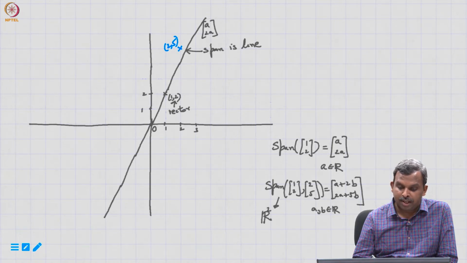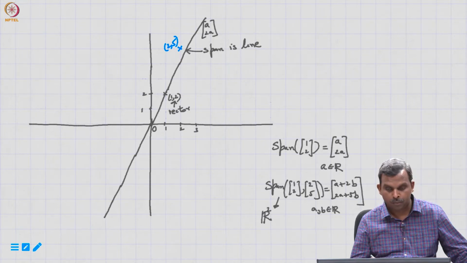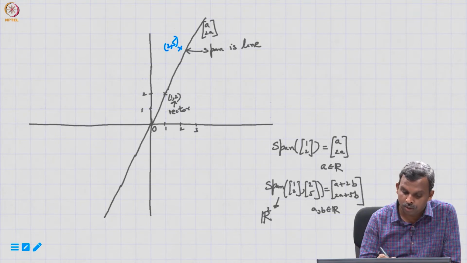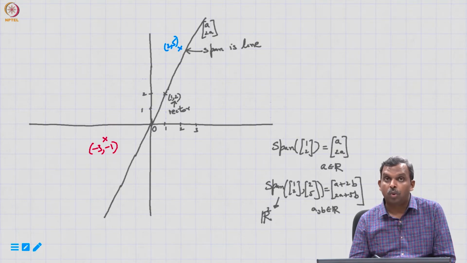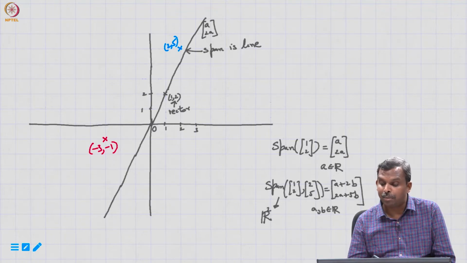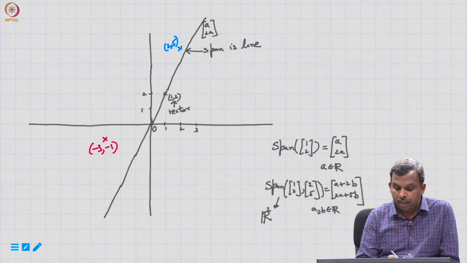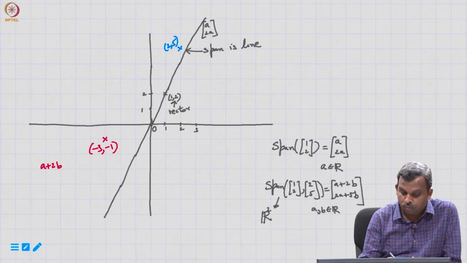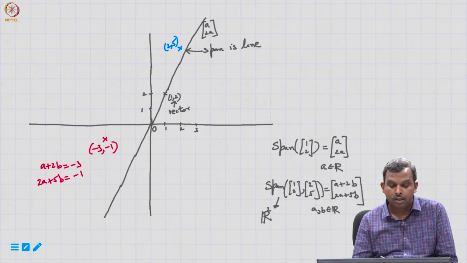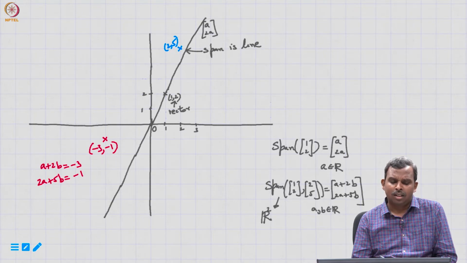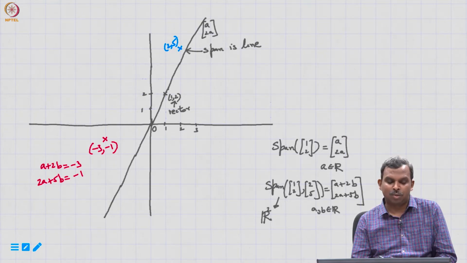if you want to illustrate something, let's say, can I get the point -3 comma -1? You can take this as an exercise. You can try to find a and b such that a + 2b equals -3 and 2a + 5b equals -1. This kind of thing you might have solved quite often. You know how to solve these systems of linear equations.